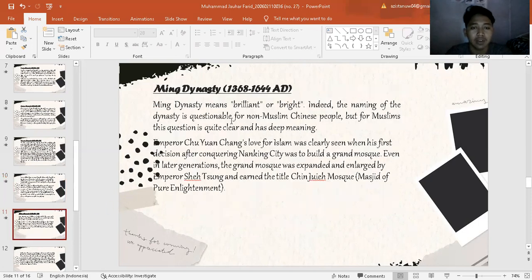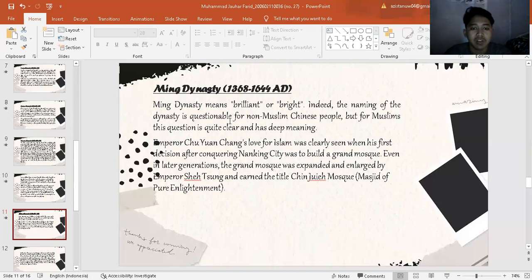Ming dynasty, 1368 until 1644 AD. Ming dynasty means brilliant or bright. Indeed, the naming of the dynasty is questionable for non-Muslim Chinese people, but for Muslims, the meaning is quite clear and has deep significance.